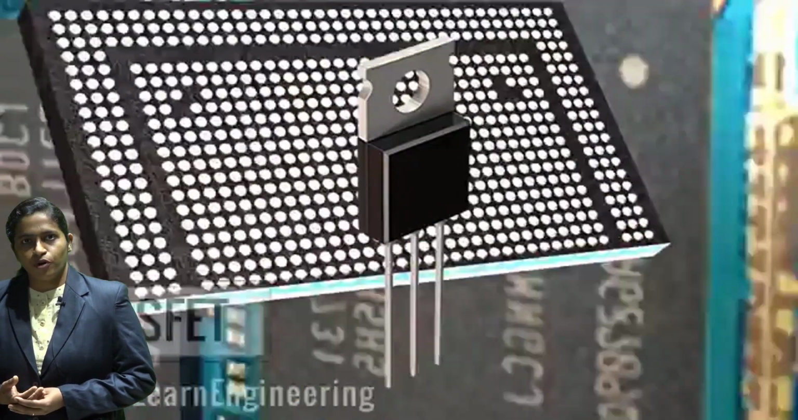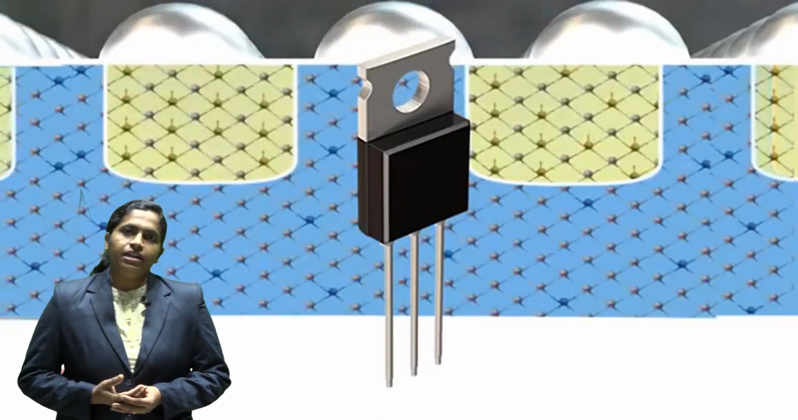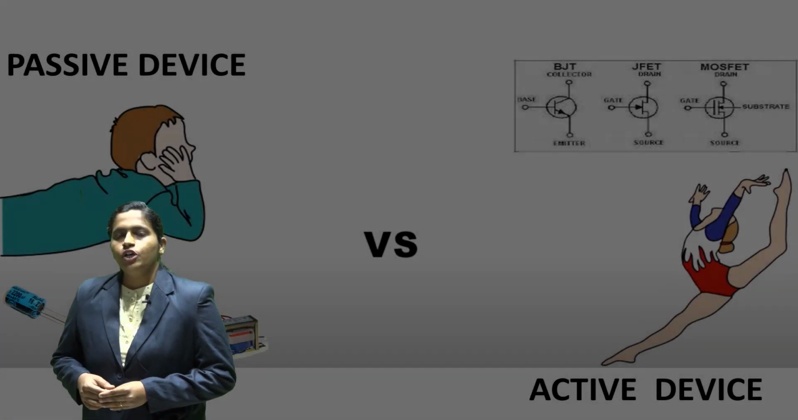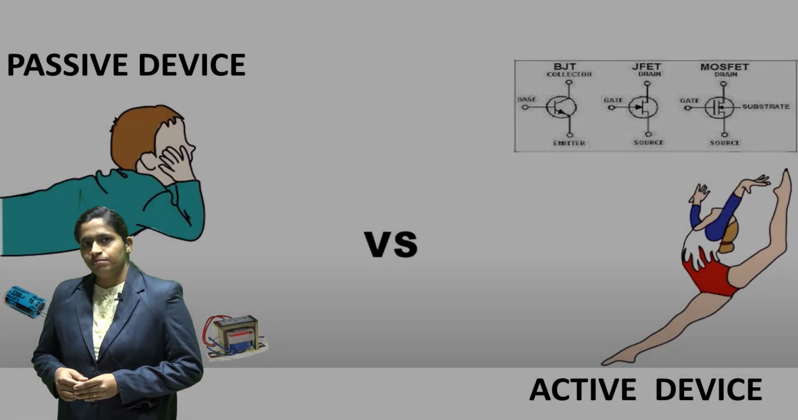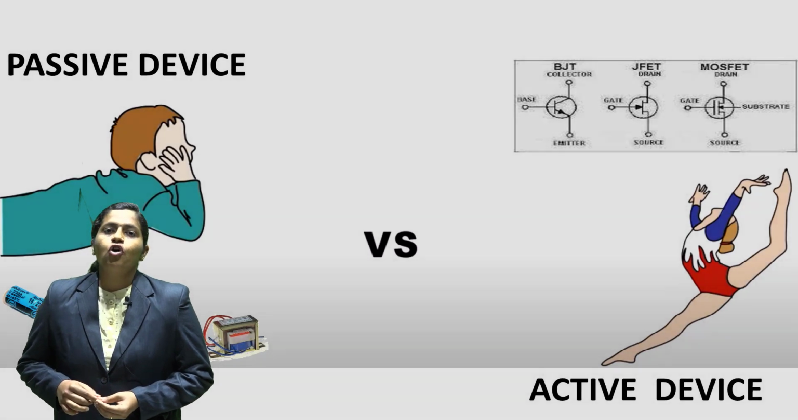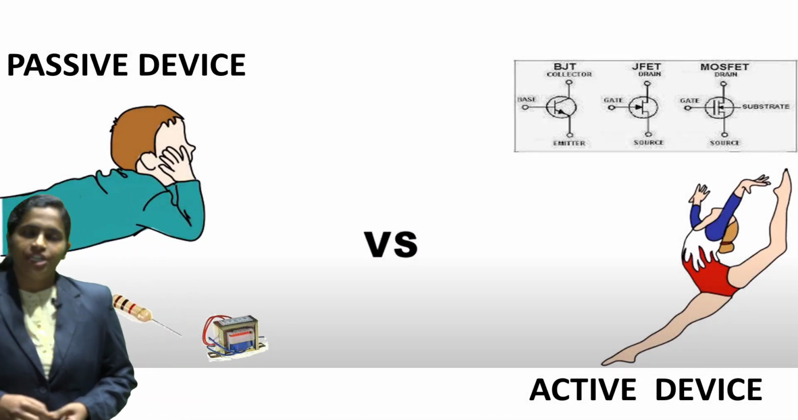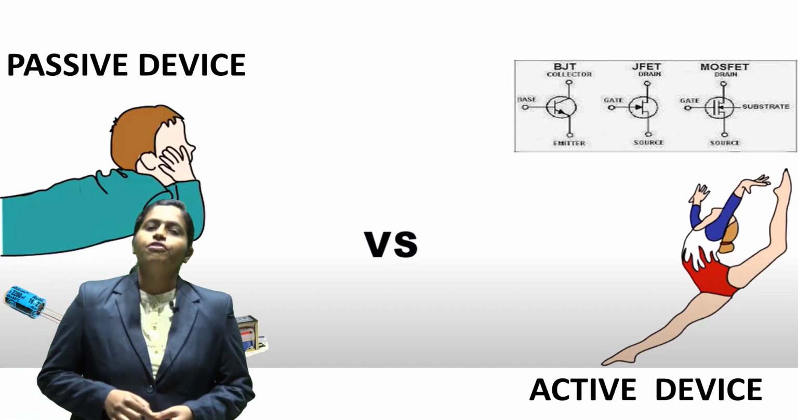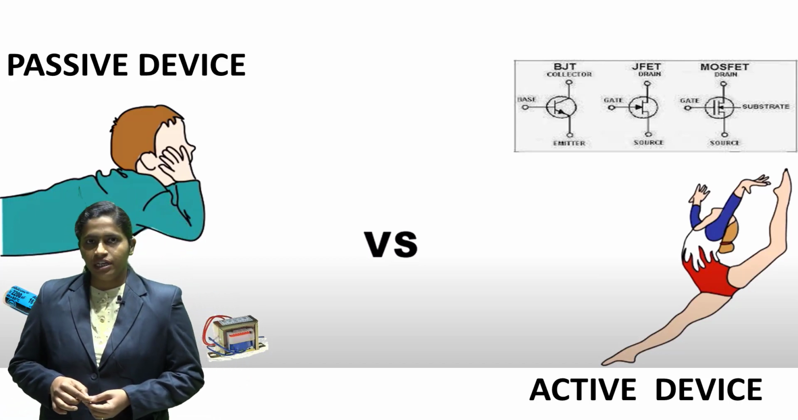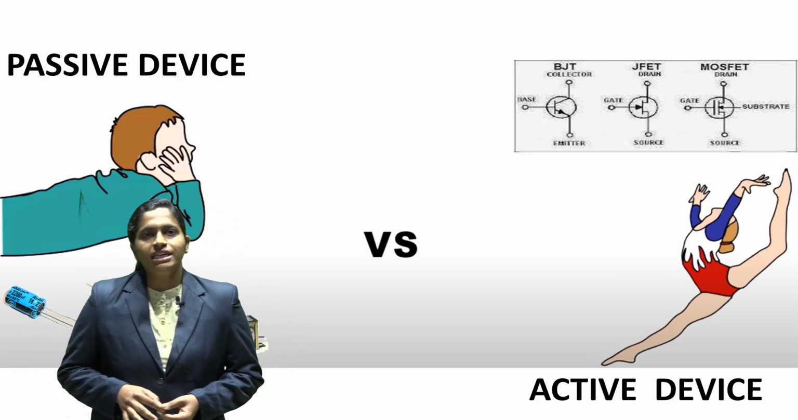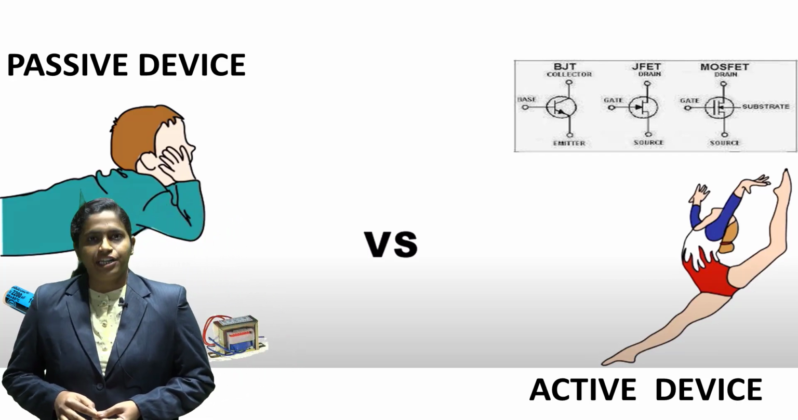So dear students, let us understand the construction of MOSFET. First, understand the difference between active devices and passive devices. An active device is one which can control the flow of current. For example, the active devices are BJT (bipolar junction transistor), FET (field effect transistor), and MOSFET (metal oxide semiconductor field effect transistor).